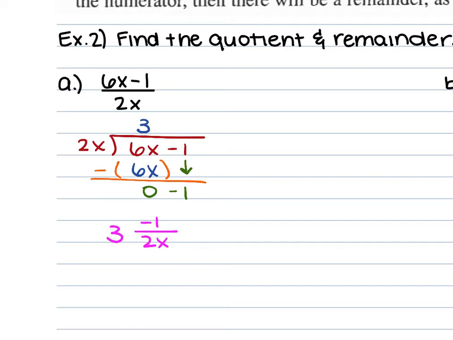Now with this, that negative 1 is going to stay there, and we're going to add these two. So that way we have a whole number plus that remainder. That remainder is that negative 1, and we keep it over the 2x.